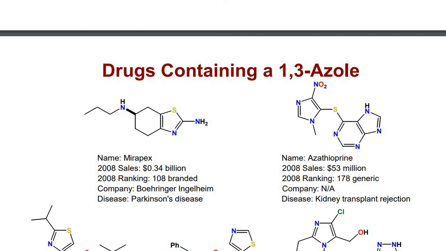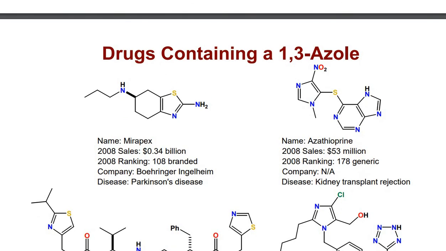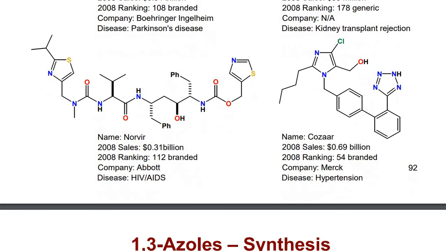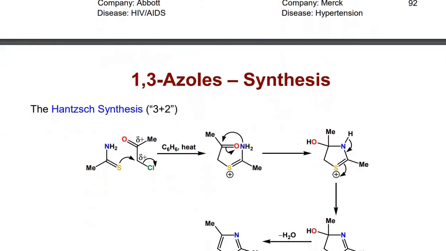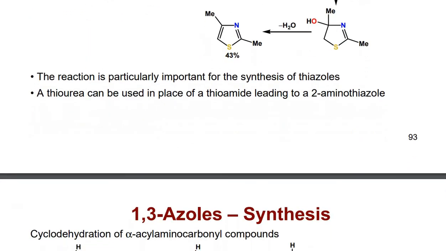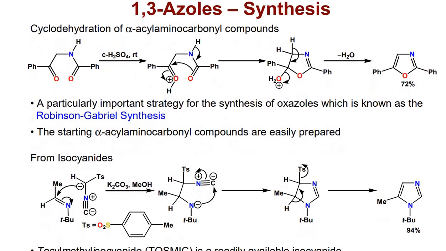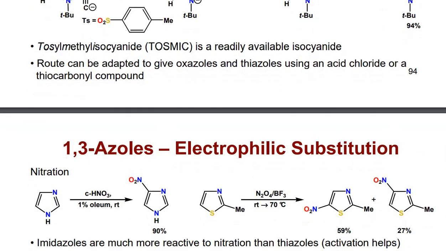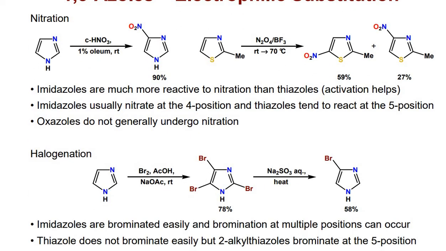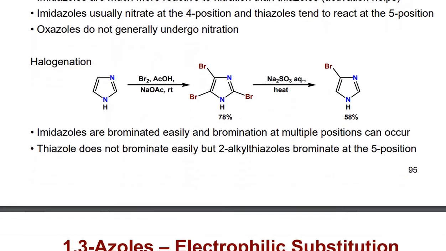Now, drugs containing 1,3-azoles, you can see Mirapex, Azathioprine, Norvir, and Cozaar. Now synthesis, you can see 1,3-azoles, a lot of reactions. 1,3-azoles electrophilic substitution. You know, imidazoles are much more reactive to nitration than thiazoles. Imidazoles usually nitrate at the 4th position and thiazoles tend to react at the 5th position. Oxazoles do not generally undergo nitration.